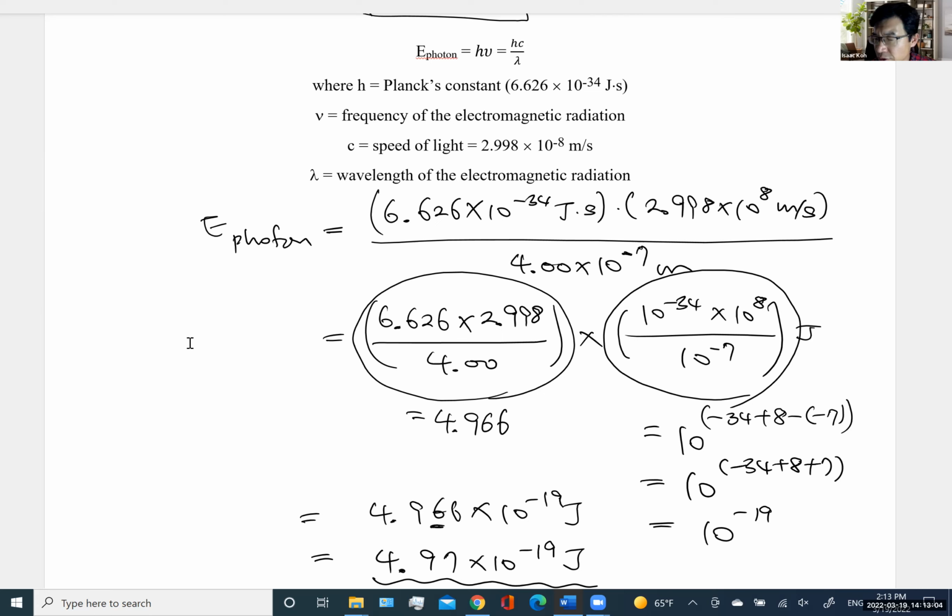Let's take care of the units first. Here, second divided by second cancels out, meter divided by meter cancels out. The only remaining unit is now joules, energy. It's the only remaining unit.